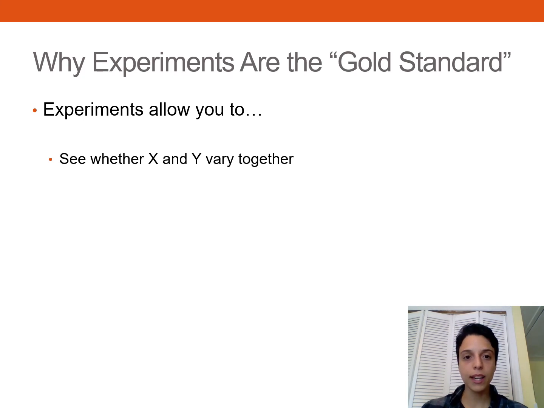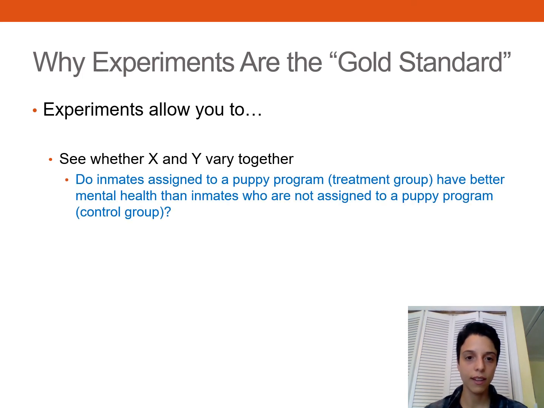The first criterion, as we talked about, is that you need to see whether X and Y, your independent and dependent variables, are correlated. In other words, using an experiment, you could ask whether inmates who are assigned to a puppy program have better mental health outcomes than inmates who are not assigned to that puppy program. If there's a difference between the two groups, we can establish that assignment to a puppy program, your X, is related to mental health outcomes, your Y.